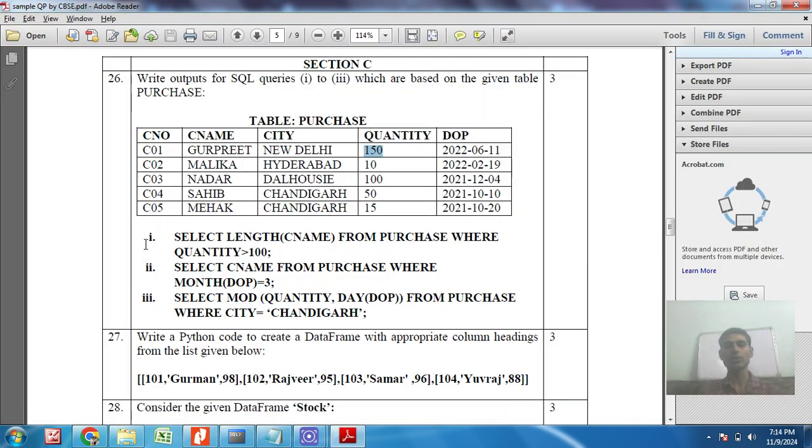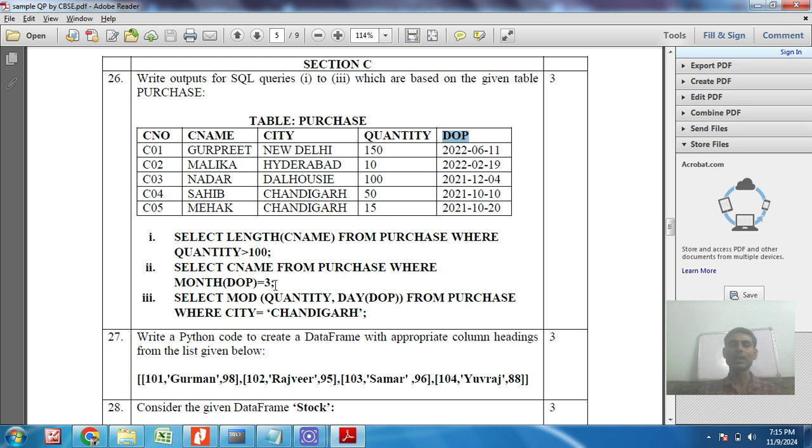Now our next question is select CNAME from purchase where month DOP equals 3. What will be the output? Month DOP equals 3. Month 3 is March, but month number 3 is not available here. In the DOP column, month 3 is not present. We have either 2, 6, 12 or 10. So if you write that query, it will give no rows selected.